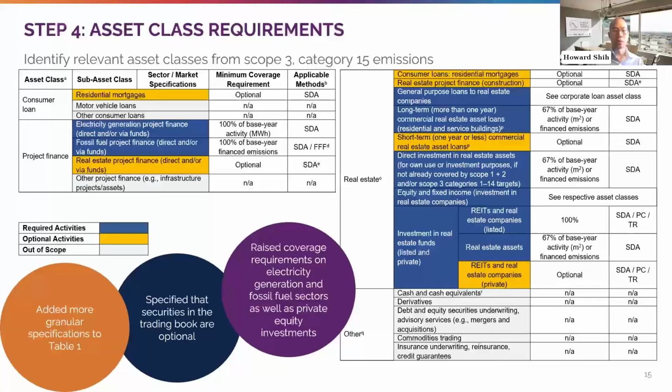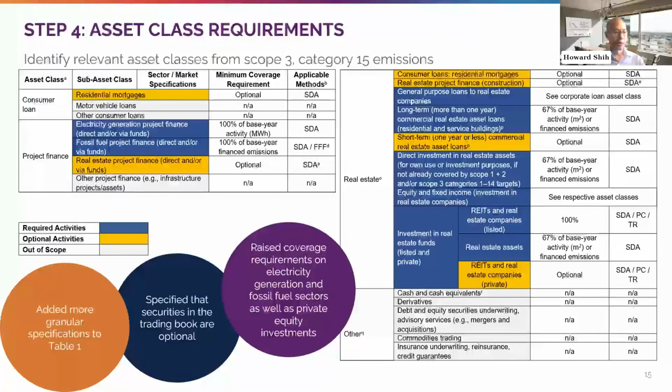is where we start going into scope 3 category 15, and that's where the FI will need to identify all of its relevant and required asset classes where targets must be set. And if you're familiar with our criteria document, there's a table 1 there that summarizes which financial sector activities are currently required, optional, or out of scope in terms of being covered by targets. It also indicates the minimum coverage needed for required activities, as well as the target setting methods that can be applied to each activity, which we'll go over in later slides.